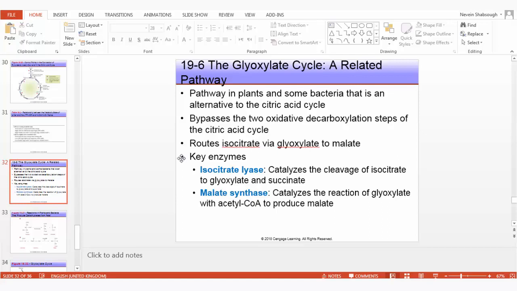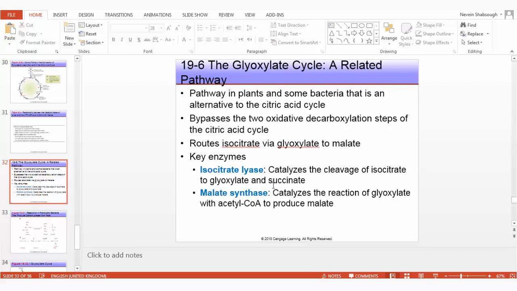Now, the 2 key enzymes that are responsible for the ability of plants and bacteria to produce glucose from fatty acid are isocitrate lyase, which cleaves isocitrate to glyoxylate and succinate, and malate synthase, which catalyzes the reaction of glyoxylate with acetyl-CoA to produce malate. Now, these 2 reactions in succession bypass the 2 oxidative decarboxylation steps of the citric acid cycle. So the net result is an alternative pathway called the glyoxylate cycle.